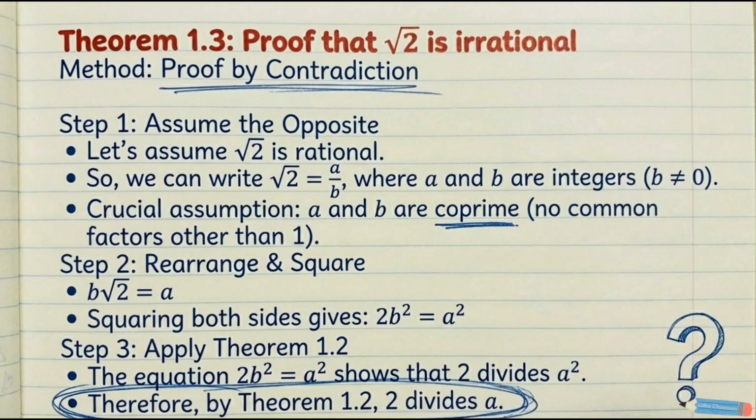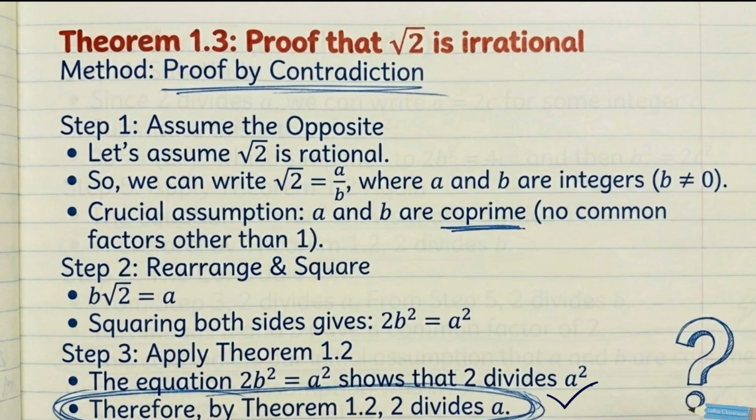Next, rearrange and square. That means b root 2 equals a. Squaring both sides gives 2b square equals a square. Now apply theorem 1.2. The equation 2b square equals a square shows that 2 divides a square. Therefore, by theorem 1.2, 2 divides a.